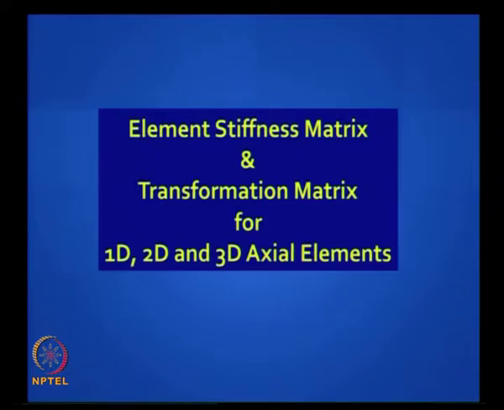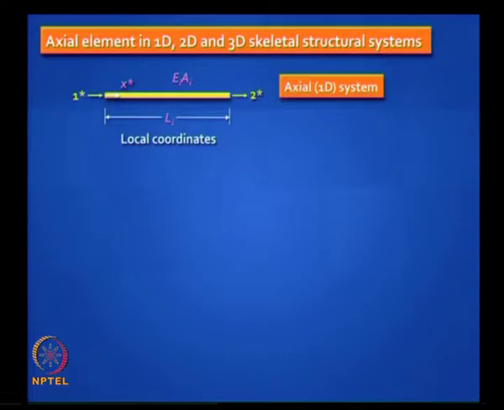So we will go back to refreshing our understanding of how to generate the element stiffness matrix and the transformation matrix in the case of 1D, 2D and 3D axial structures using axial elements. So this is a typical picture of a 1D axial system, and an element used in a 1D axial system. You agree that there are only 2 degrees of freedom here. We have not looked at this picture in the earlier module, okay. You have 2 degrees of freedom, they are both axial degrees of freedom.